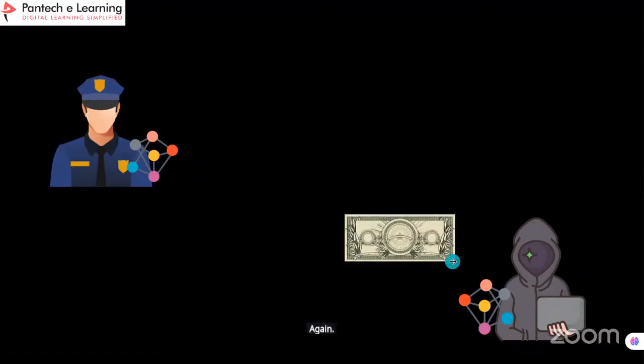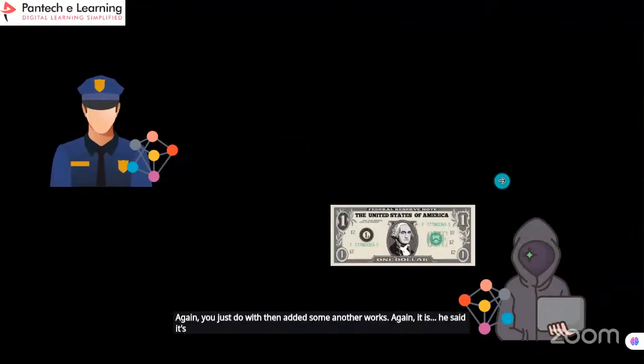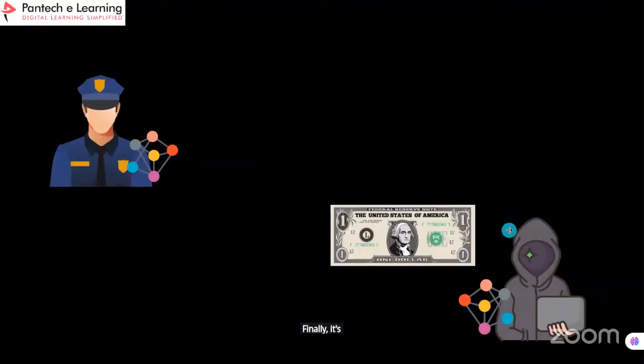This time also the discriminator said it is a fake one. Again, it is done with some other added work. Again, he said it's a fake one. Finally, it reaches 100% accuracy, related to real money. This time, the discriminator will approve it as a real one.